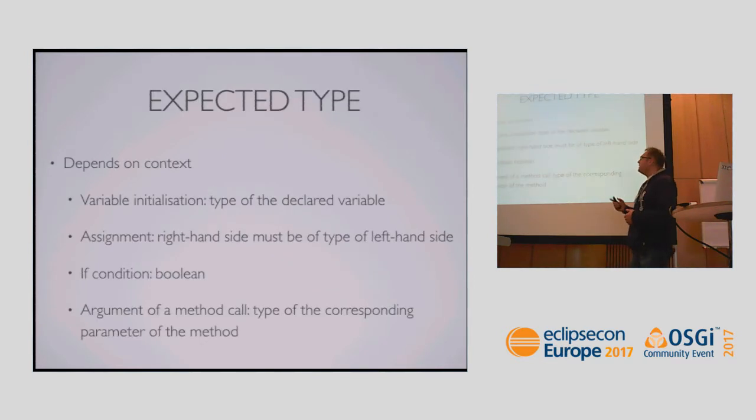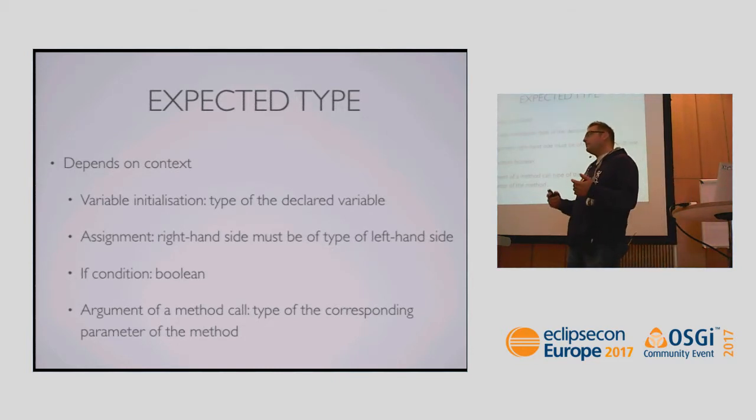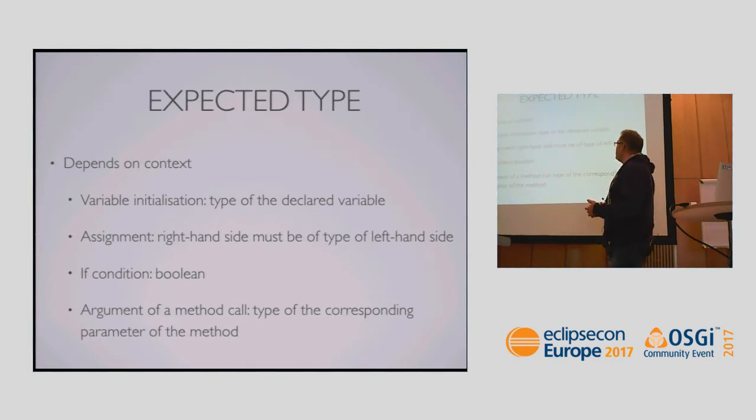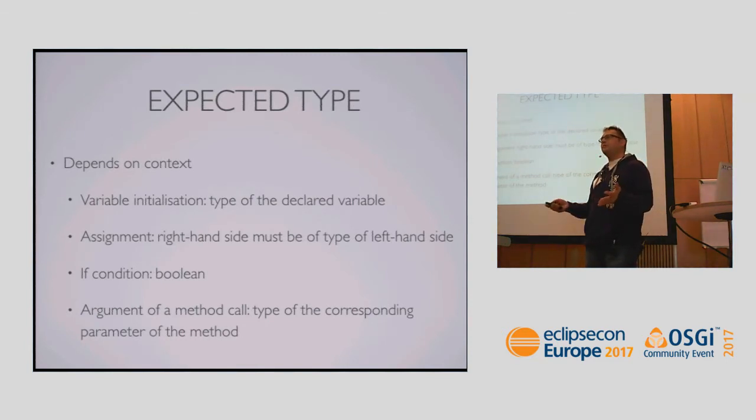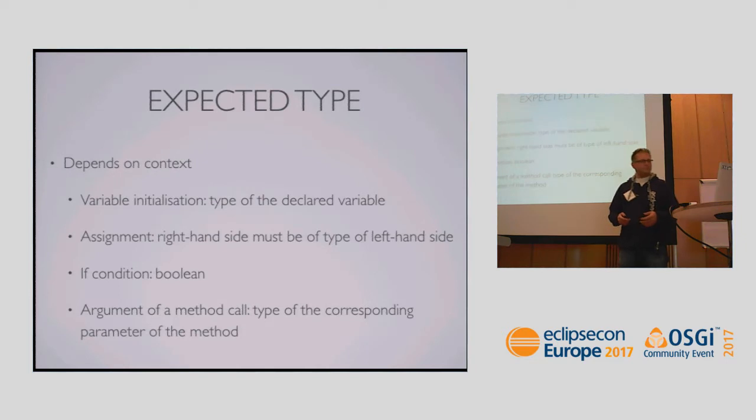So that's the difference between actual type and expected type. The expected type is depending on the context. The actual type is not. For expected type, you have to consider, where am I? Is it a variable initialization? Then the expected type is the type of the variable. Or is it an assignment? Then the right side is expected to be the type of the left side. Or for if conditions, the expected type is just Boolean, true or false. So that's what your type system has to do.